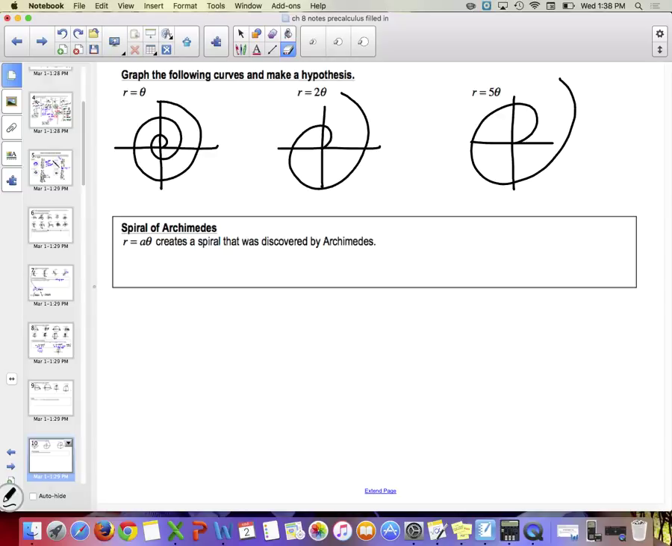All right, so graph the following curves and make a hypothesis. We have r equals theta, r equals 2 theta, and r equals 5 theta. They're basically the same thing. It's just a spiral. It starts at the pole and wraps around. The difference is that the bigger the number in front of theta, the more spread out your spiral is. These all go on forever, though. They get bigger and bigger and bigger. So that's the spiral.